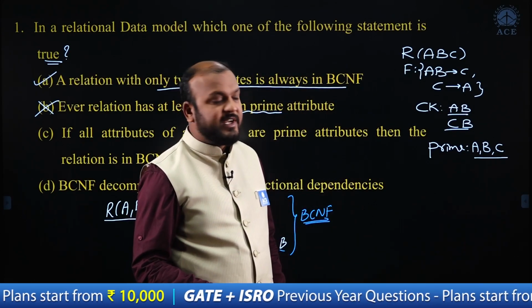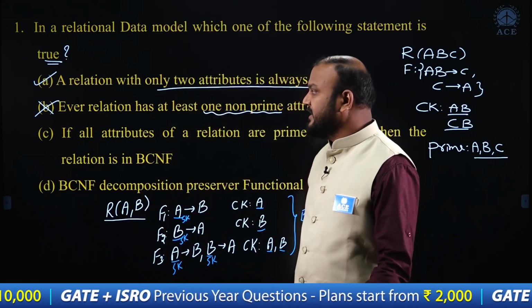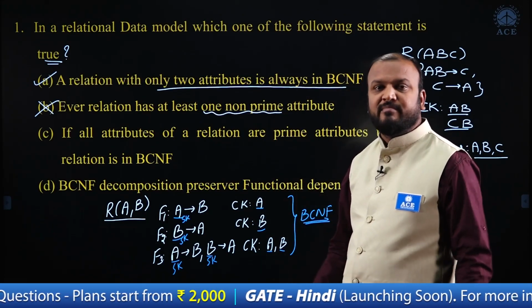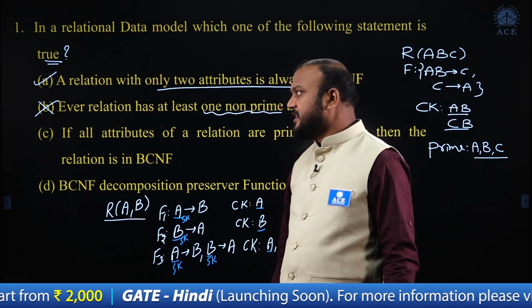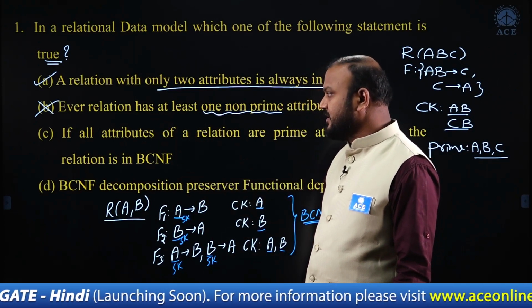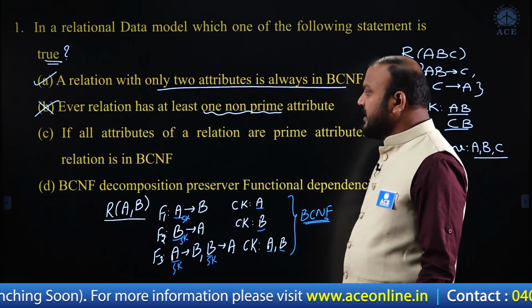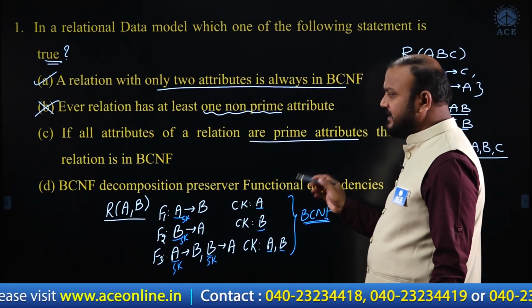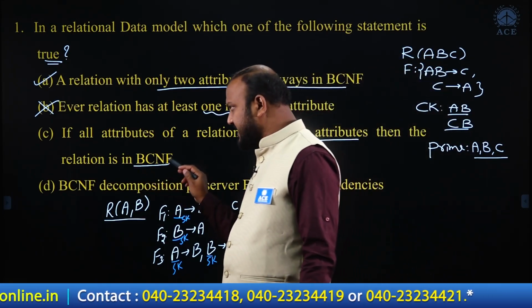We don't have a non-prime attribute, but what does the statement say? Every relation has at least one non-prime attribute. It is not mandatory to have a non-prime attribute. That's why option B is wrong. Look at option C. If all attributes of a relation are prime attributes, then the relation is in BCNF.